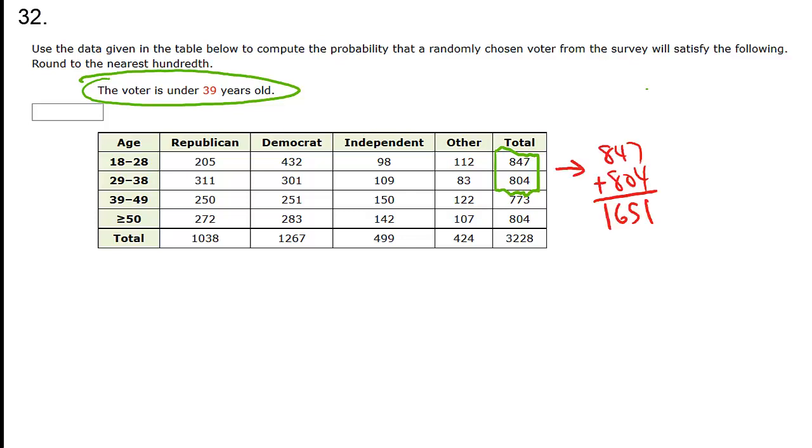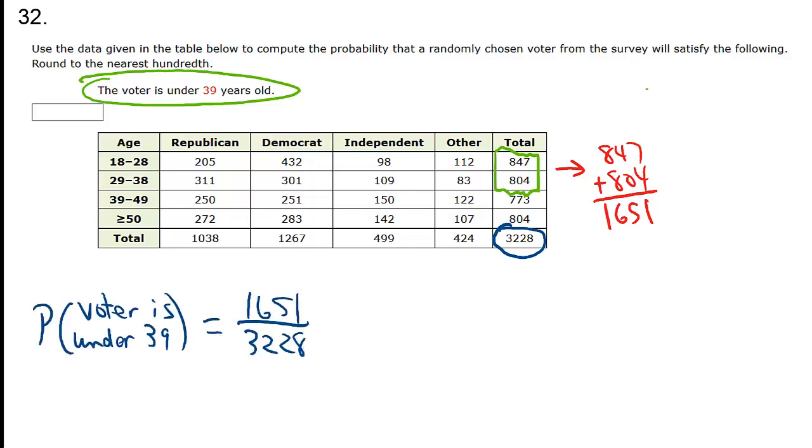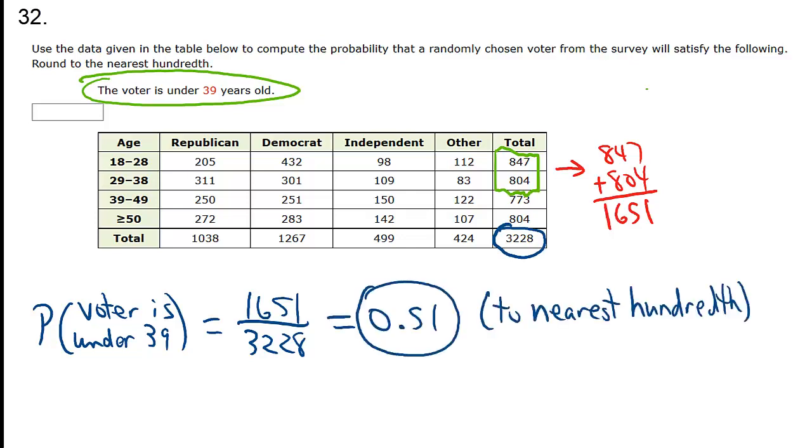So if you add those together, you get 1,651, and there are a total of 3,228 in all. So the probability of voters under 39 is the number of voters that satisfy the condition, which is that they're under 39, over the total number of voters. That's 1651 over 3228. You never round unless it tells you to, and it did here. So if you actually do the division, you get 0.51 to the nearest hundredth. Pay close attention to how they want the answer. By default, it's a fraction, but if they ask you to round, you must round.